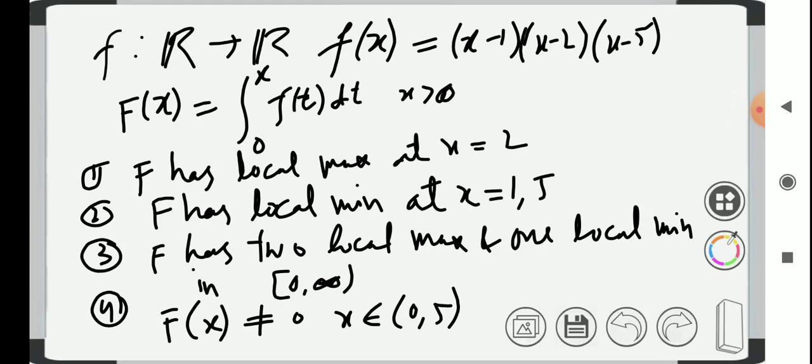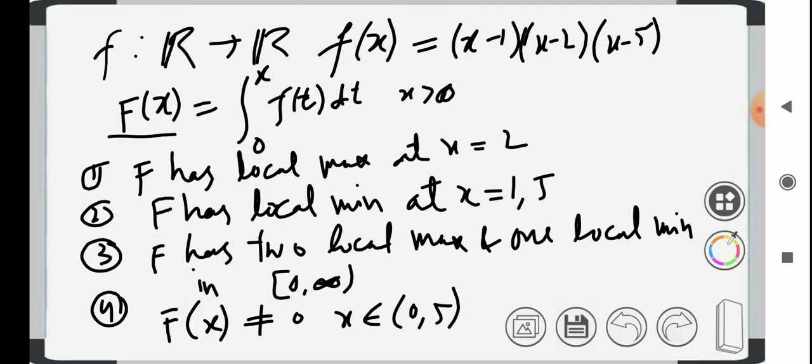It says that if we have a real valued function from R to R, which is the product of three linear factors, x minus 1 into x minus 2 into x minus 5, and then we are calculating the area under this function, F of x equals integral 0 to x of f of t dt. About this function, options are given: F has a local maxima at x equals 2, F has local minima at x equals 1, 5, F has two local max and one local min in 0 to infinity, and F of x is not equal to 0 for x belonging to 0 to 5.